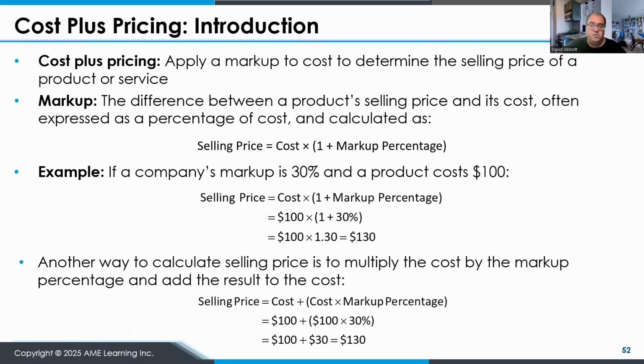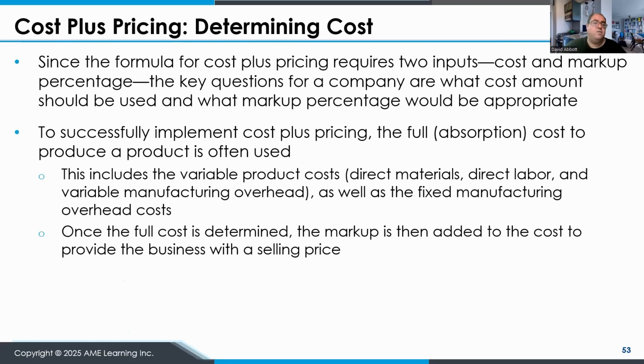And the other way you could do it is to take the cost times the percentage. That gets you how much the markup is, and then just add the original cost back to it. Either way is correct, but they're just showing you algebraically how to do it. Now, the formula for cost plus pricing requires two inputs: the cost plus the markup percentage. The key question for a company is what cost amount they should use and what markup percentage is going to be appropriate.